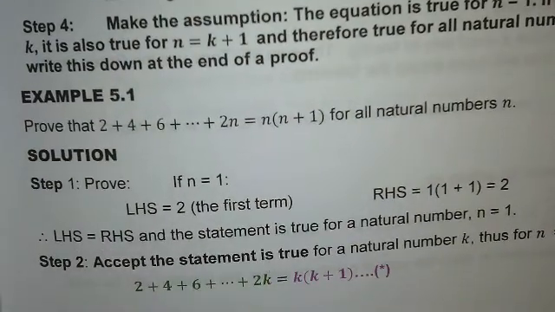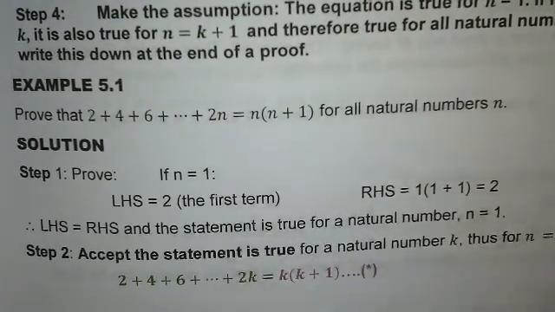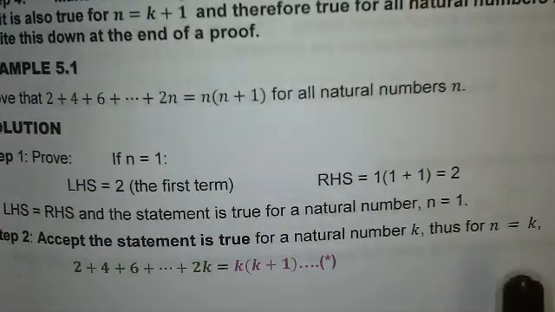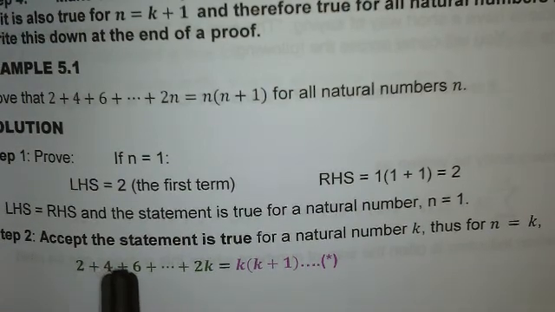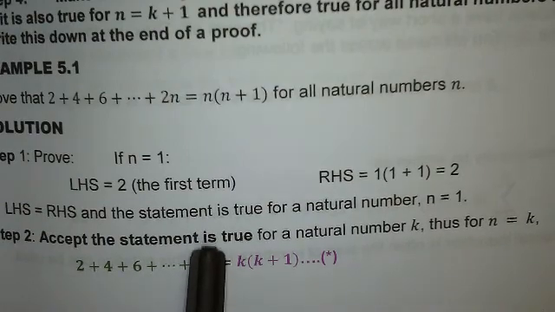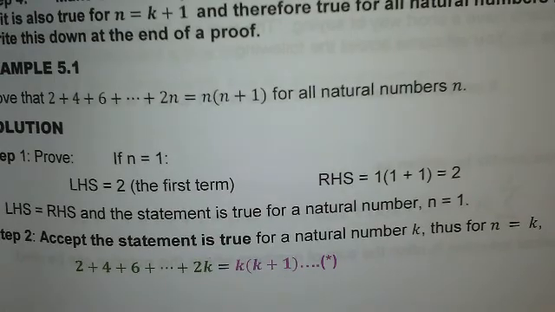Step 2, you write this down. Accept the statement is true for natural number k. That means into the place of n, you substitute a k. So we accept that it's true. You write your 2 plus 4 plus 6, but now into the place of n, you put a k. Right, so that's step 2. You accept that that's true.